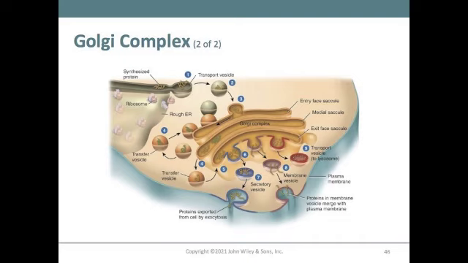At step 8, other processed proteins leave the exit face in membrane vesicles that deliver their contents to the plasma membrane for incorporation into the membrane. In doing so, the Golgi complex adds new segments of plasma membrane as existing segments are lost and modifies the number and distribution of the membrane molecules. And at step 9, finally, some processed proteins leave the exit face in transport vesicles that will carry the proteins to another cellular destination.